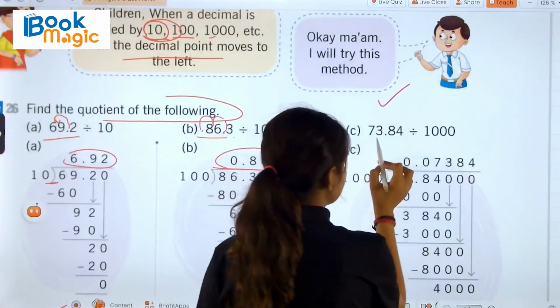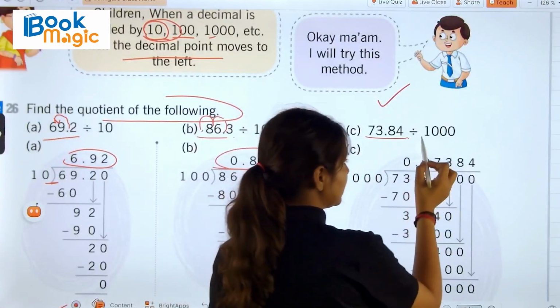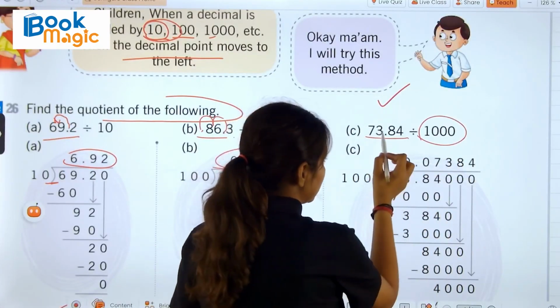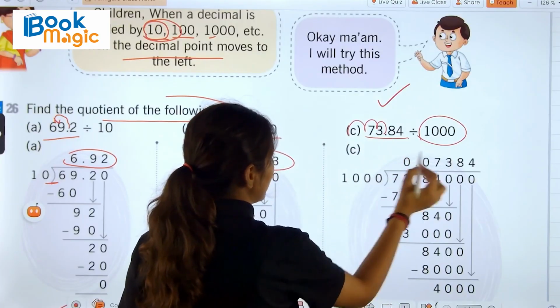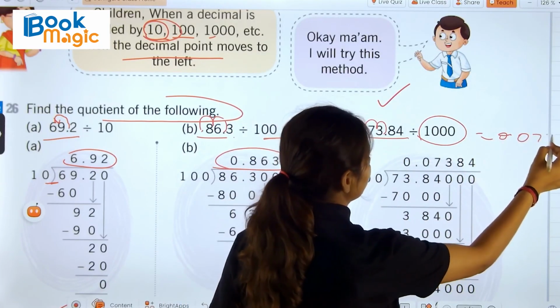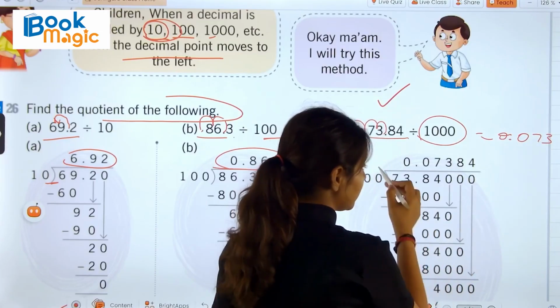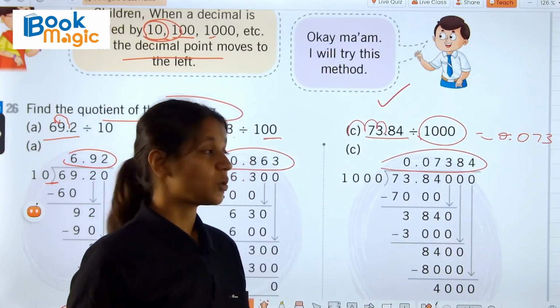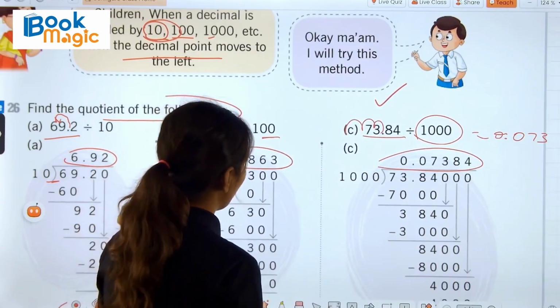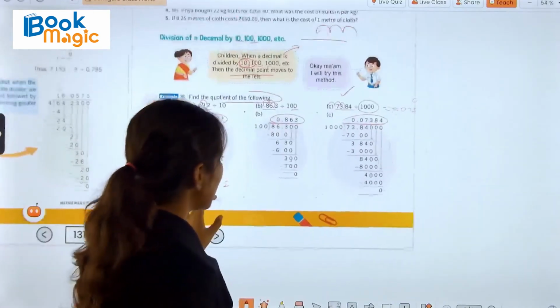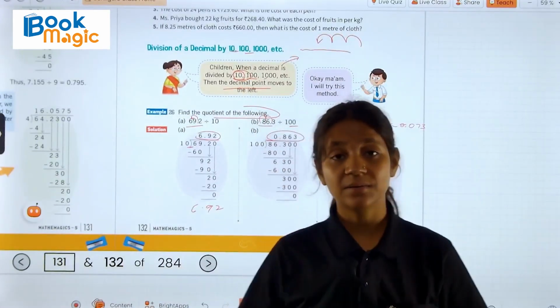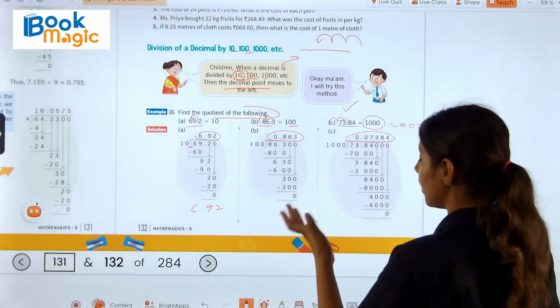Similarly, we have 73.84 and dividing this by 1000. So, 1, 2, 3. So the answer should be 0.07384. Okay, and what we are getting? We are getting the same number, 0.07384. Okay, this is how we can divide a decimal number by 10, 100 or 1000.